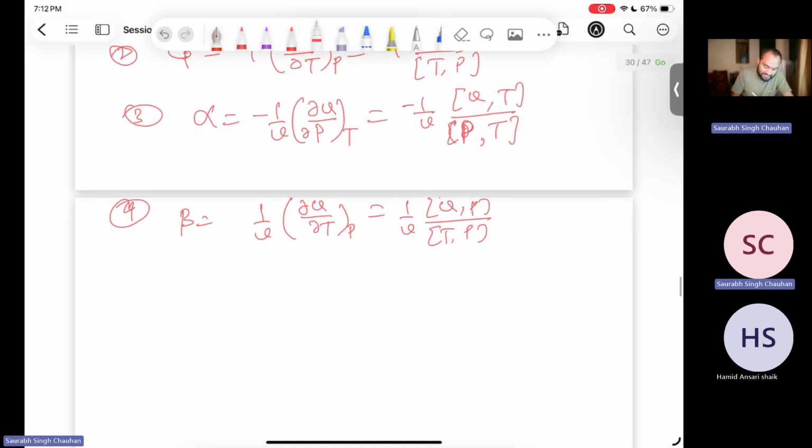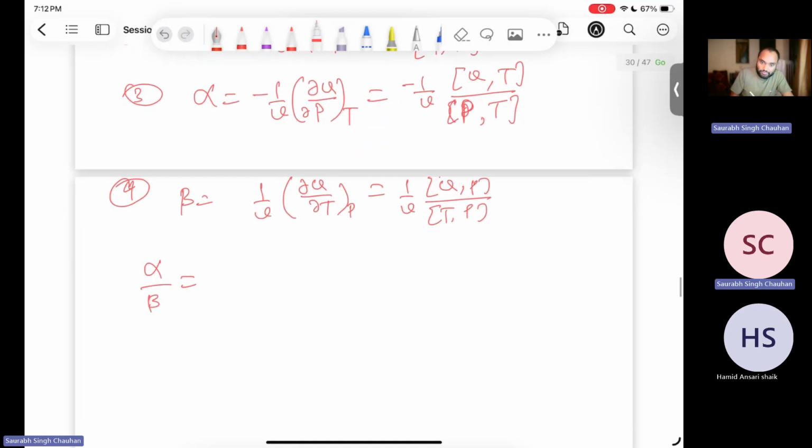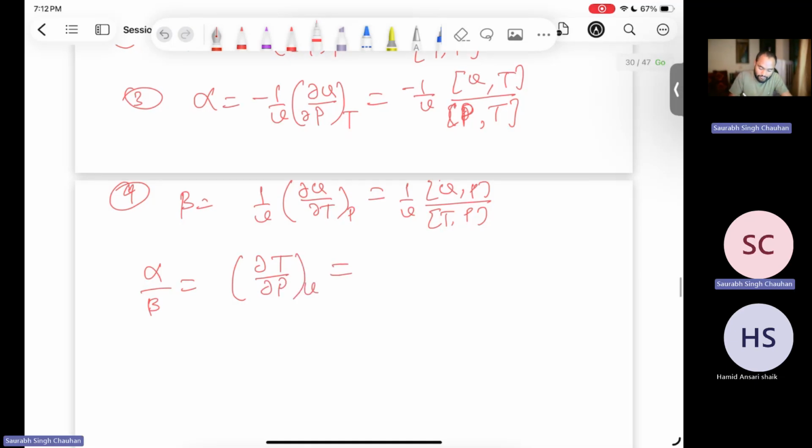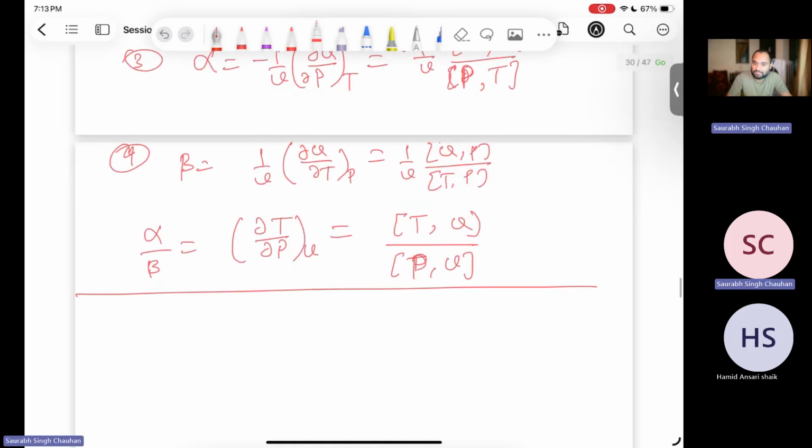Okay. And we also had the ratio. Let's write that as well. So the ratio was 1 by V and del V by... Yes, this first term will cancel out. So we will be left with del T by del P at constant V. So P comma V, P comma V. Okay. So now everything is in terms of Jacobians.